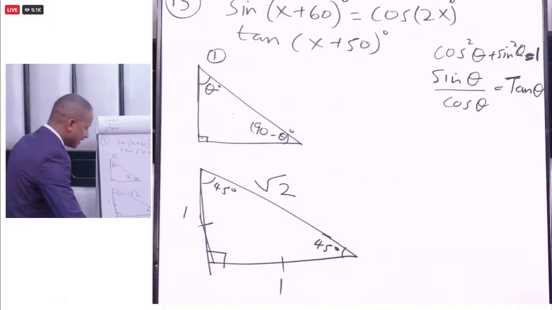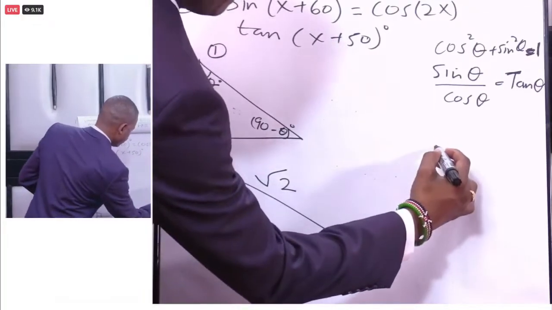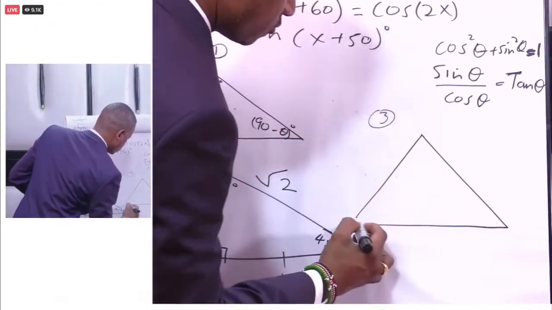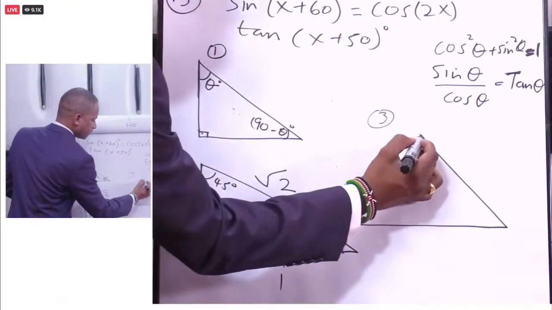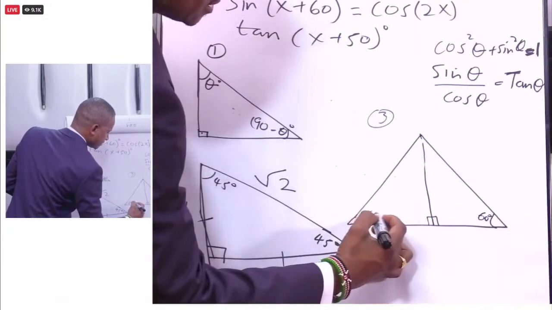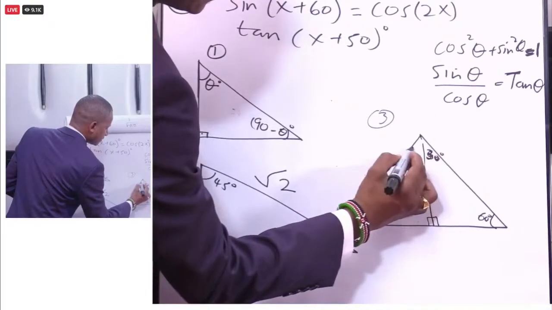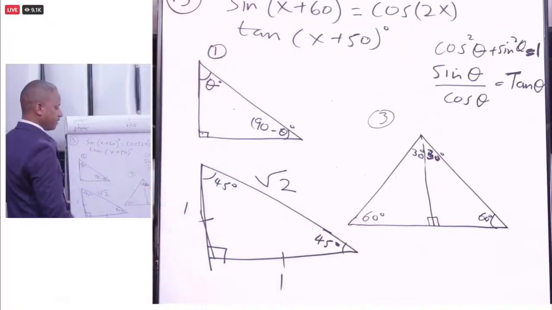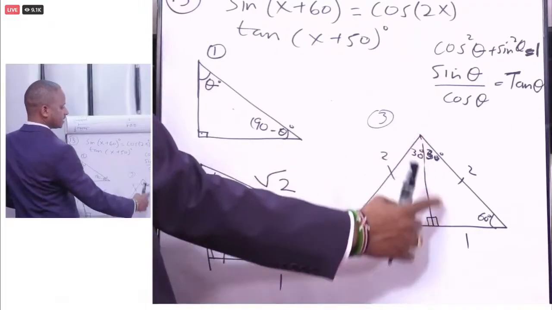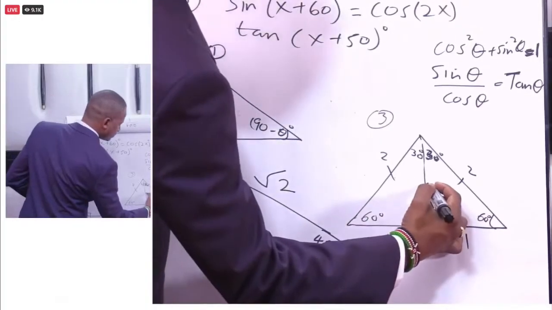Now, the third identity triangle, let me put it here. The third identity triangle is this, an equilateral triangle. And then you divide here. If you divide here, this is 60 degrees, 60 degrees. Then this is also 60 degrees. This comes to 30 degrees, and this is 30 degrees. Now, this is 2, 2, 1, 1. What is the height? Hypotenuse squared, which is 2 squared, which is 4, minus 1 squared, into the square root. So this is root 3.